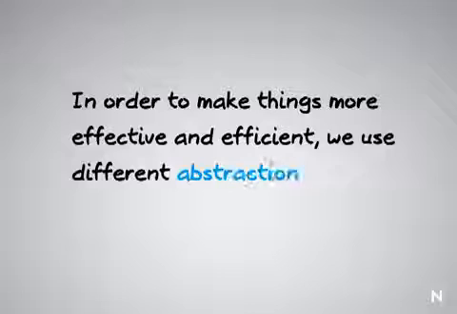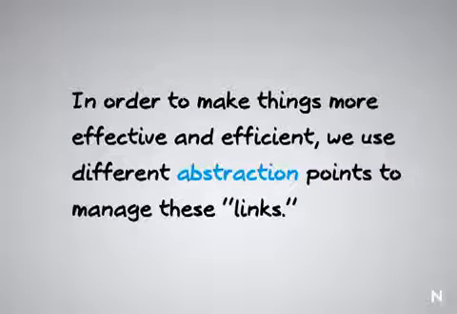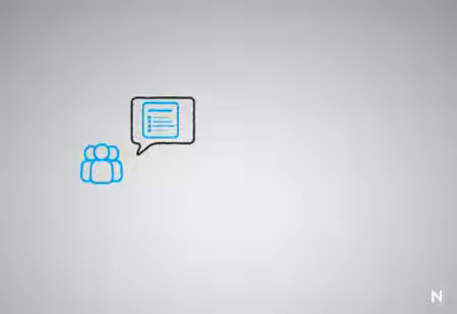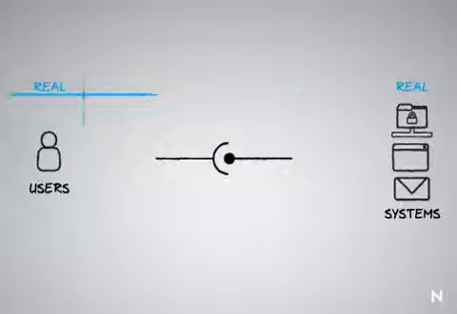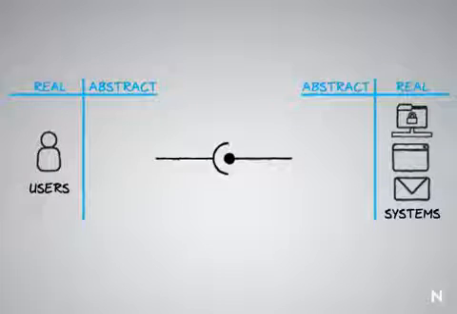Now, these are the real things that we have to deal with, and we ultimately create this relationship or link between them. But in order to make things more effective and more efficient, we use different abstraction points to manage them. For example, there may be many people that need the exact same type of rights. At the same time, there may be the same types of rights that can be granted to multiple types of systems. So there's two different abstraction points that we have within Identity Manager.